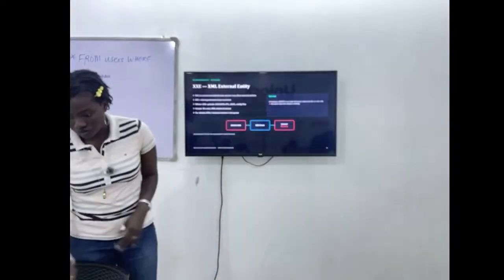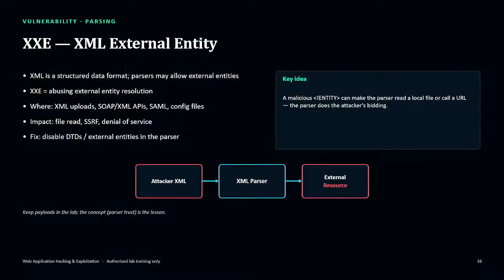Moving on, right? There's also XXE. XXE is XML external entity. Is where you are using XML files. XML is very similar to JSON.